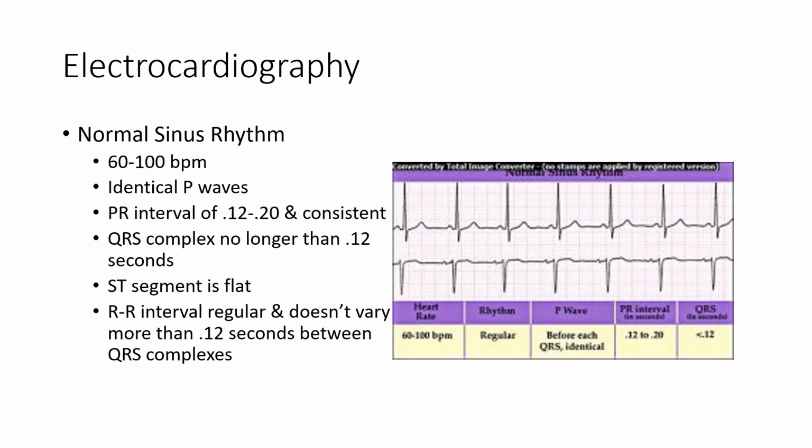The ST segment should be flat. That's the space right here between the S and the start of the T wave. That should be flat, and it should be at about the same level as it was before the heartbeat and for the P wave. It should stay about the same. And the R to R interval will be regular. So R to R up here will be about the same time between each one, and it doesn't vary more than 0.12 seconds between QRS complexes.